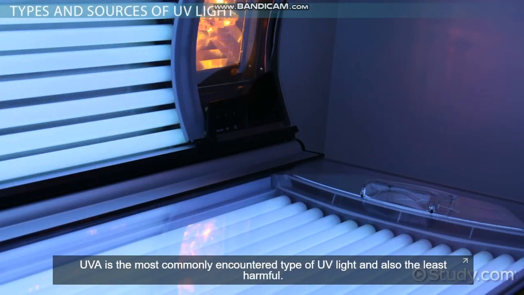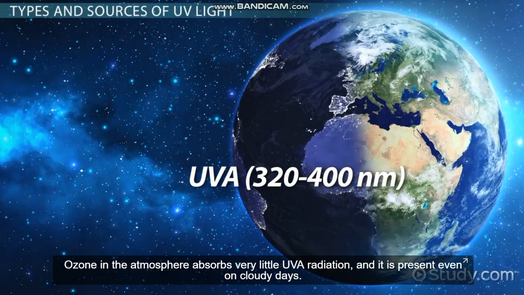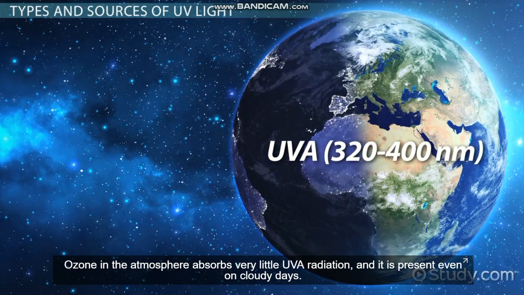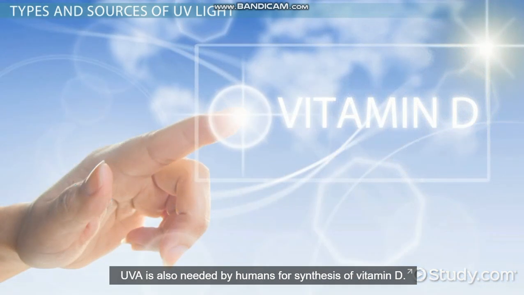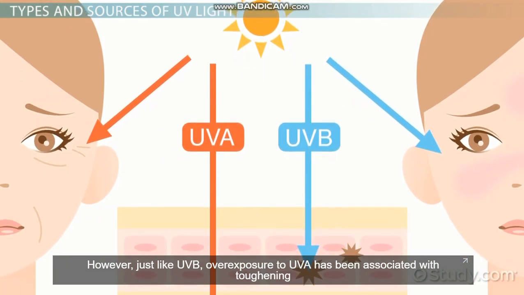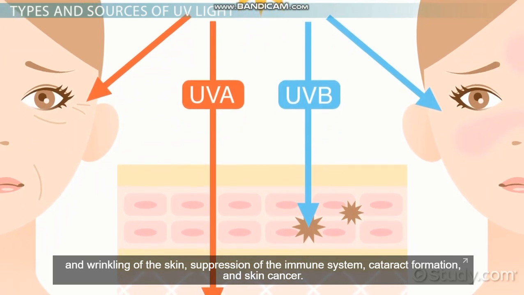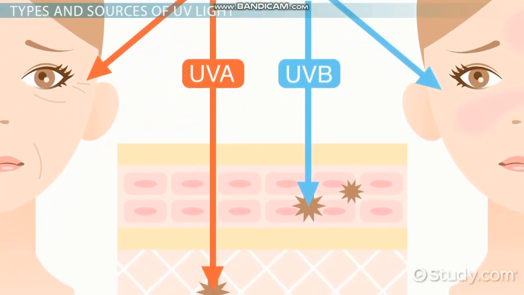UVA is the most commonly encountered type of UV light and also the least harmful. UVA exposure causes tanning of the skin initially, followed by sunburn after prolonged exposure. Ozone in the atmosphere absorbs very little UVA radiation, and it is present even on cloudy days. UVA is also needed by humans for synthesis of vitamin D. However, just like UVB, overexposure to UVA has been associated with toughening and wrinkling of the skin, suppression of the immune system, cataract formation, and skin cancer.